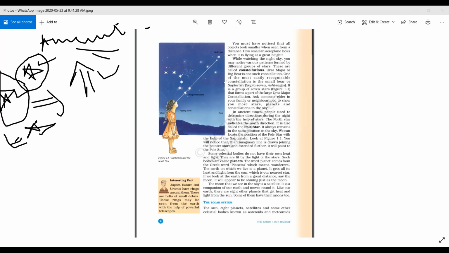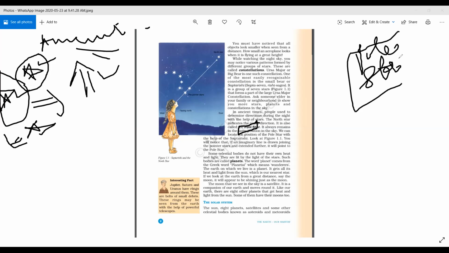So one such star that's found in a particular direction, that is in the north direction, is known as the pole star. What's the pole star? It's a star which is found in the northern direction. Okay, so a north star is a pole star. It always remains in the same position.